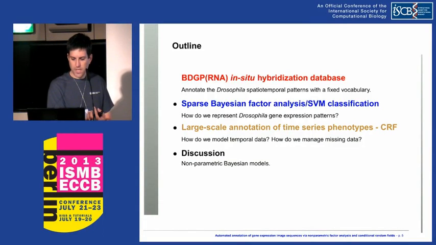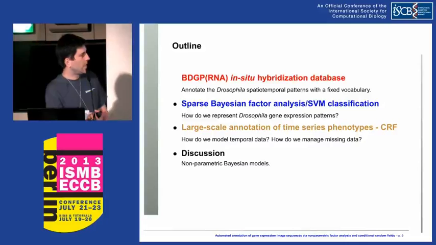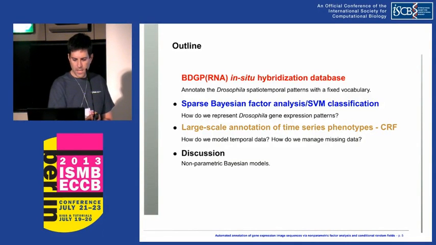And the second part was to address the temporal data, how we model temporal data, and how we actually manage missing data. And the answer, of course, was using conditional random fields. At the end, if you're still with me, I would like to talk a little bit with you about nonparametric Bayesian models and a few conclusions.